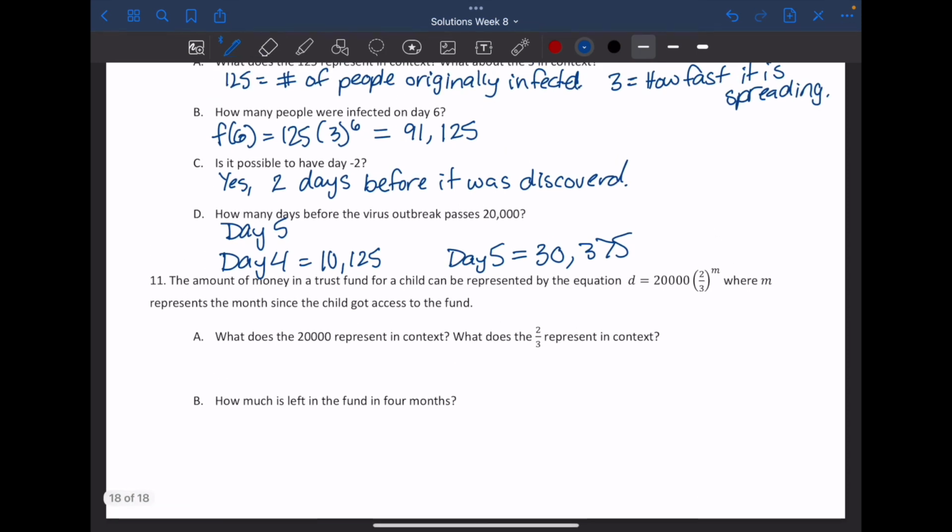The amount of money in a trust fund for a child is represented by $20,000 times 2/3 to the power of m, where m is the month since the child gets access to the fund. What does the 20,000 represent, and what does the 2/3 represent? 20,000 is the original amount in the account.